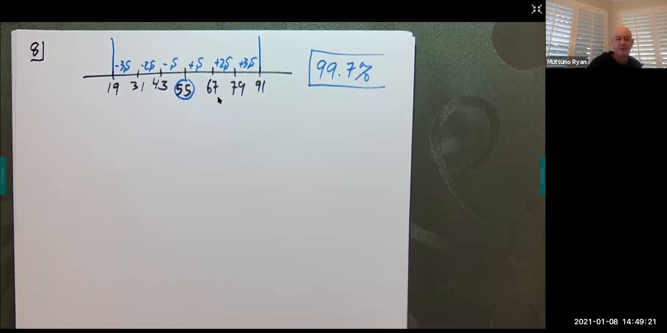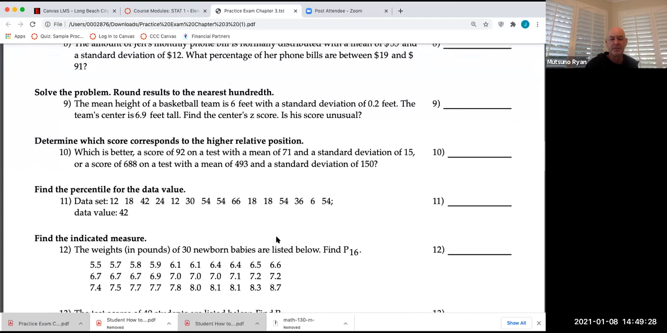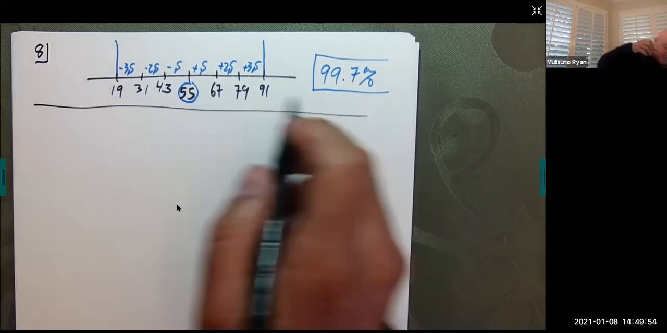And let me show it to you. The mean height of a basketball team is 6 feet with a standard deviation of 0.2. The team center is 6.9 feet tall. Find the center's Z-score, and is his score unusual? Now remember, unusual means if we're more than 2 standard deviations away. Let's check it out. And remember, Z-score is the number of standard deviations we are away from the mean. Number 9.